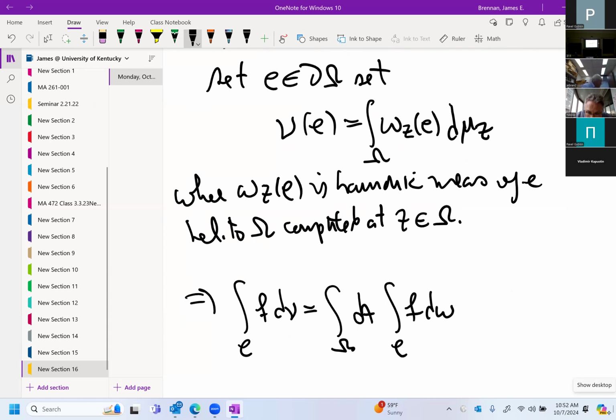Hold on, let me look at something here. See what I did. I'll check one thing. Yep, okay. So I'm integrating this thing. That doesn't look like a.